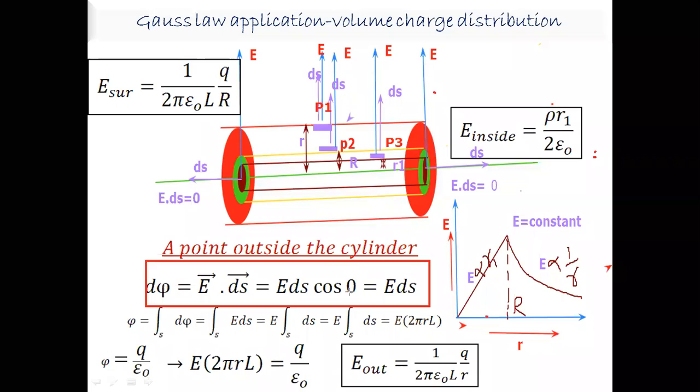Since cos 0 equals 1, we get E into ds. This is the flux coming out of the small area element. Electric normal flux through the small area element ds. But we should consider the total flux through this entire cylindrical surface, so for that, we should integrate this.